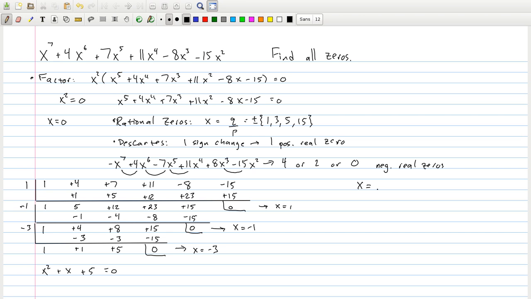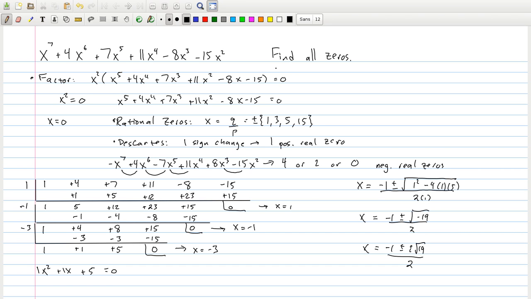This gives us x equals negative b. Here the a is positive 1, b is positive 1, c is positive 5. So we've got x equals negative b plus or minus the square root of b squared minus 4 times a times c, all over 2 times a. We simplify this and get negative 1 plus or minus the square root of negative 19 over 2. 19 is prime, so we can't simplify the radical other than to bring the negative out as an i. This gives us negative 1 plus or minus i radical 19 over 2.